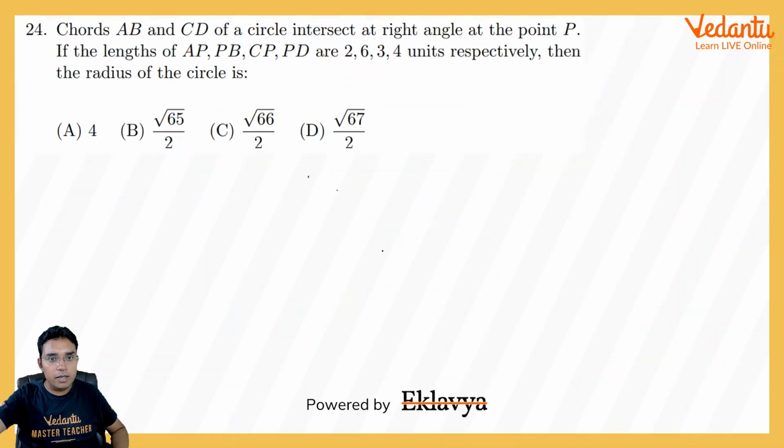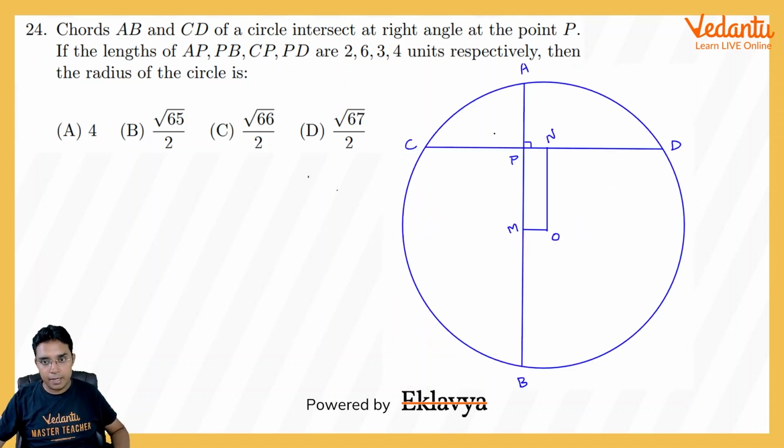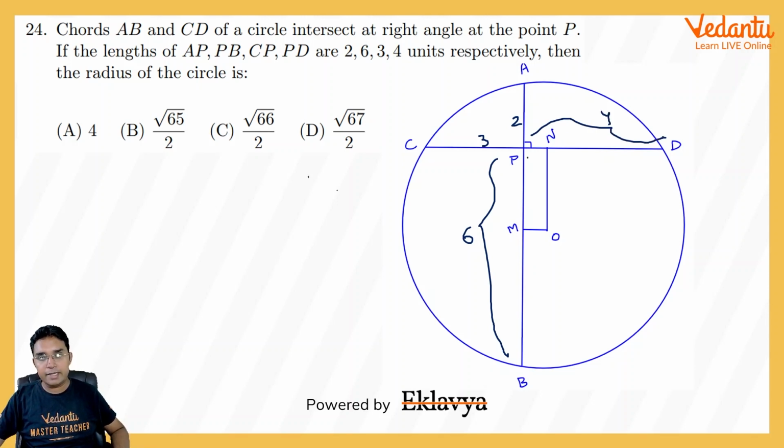Okay, now coming to the next question, that is 24. Chords AB and CD of a circle intersect at right angle at point P. If the lengths of AB, PB, CP, PD are 2, 6, 3, 4 units respectively, then the radius of the circle is. So let us first make a diagram. We are given that AP is 2 and PB is 6. Similarly, CP is 3 and PD is 4, and they are intersecting at 90 degrees.